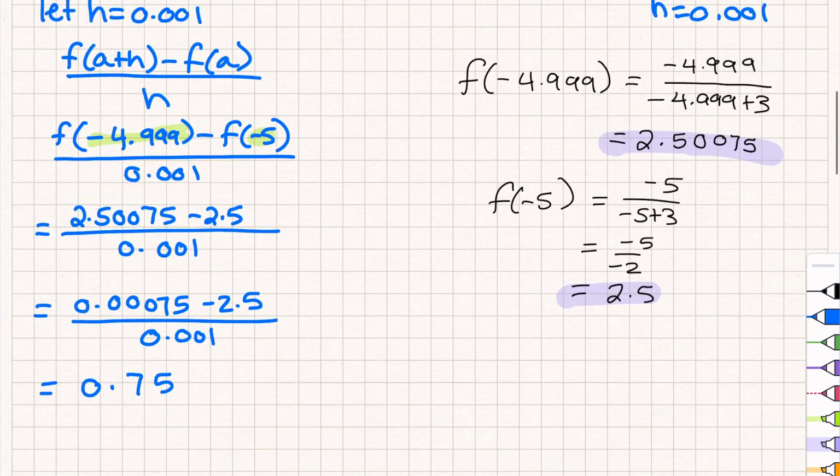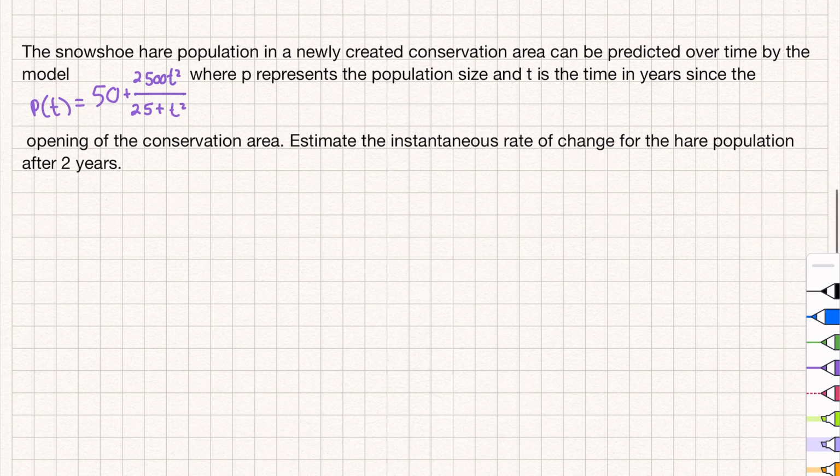So let's try a word problem. The snowshoe hare population in a newly created conservation area can be predicted over time by the following model: P(T) = 50 plus 2,500 T squared over 25 plus T squared. P represents the population size and T is the time in years since the opening of the conservation area. We are going to estimate the instantaneous rate of change for the hare population after 2 years.